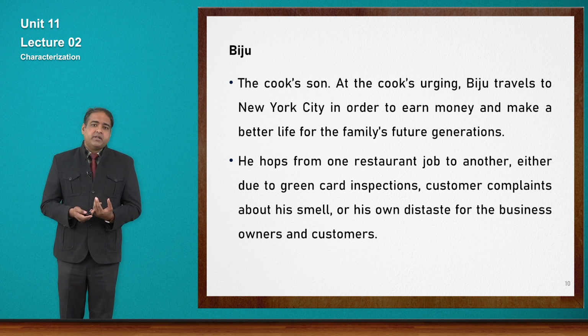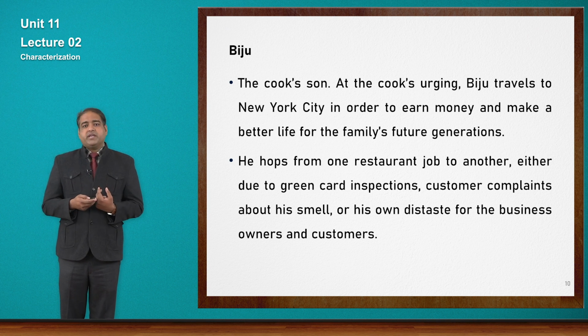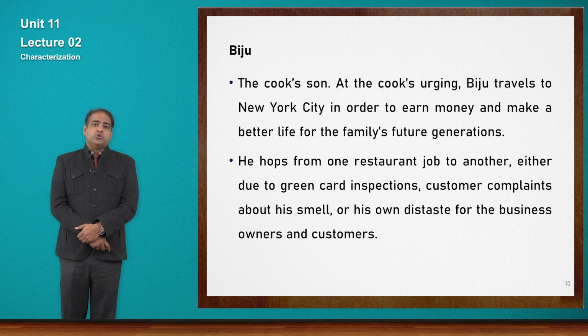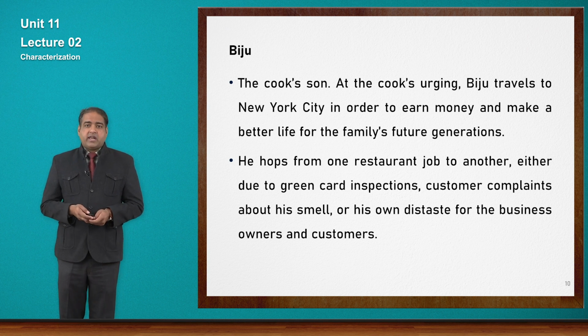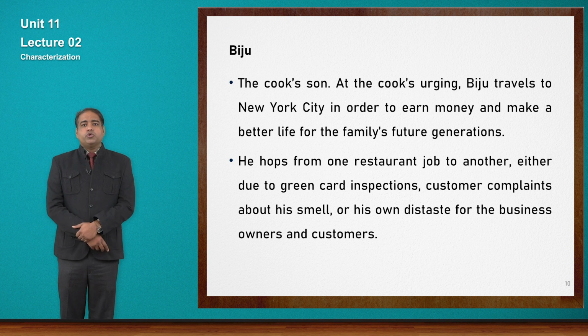The same happened in the case of the cook. The cook expected his son Biju to become very famous, to become very rich, and thus he sent his son to New York City to earn money and to make a better life, the life which the cook was not able to live in the house Cho Oyu.